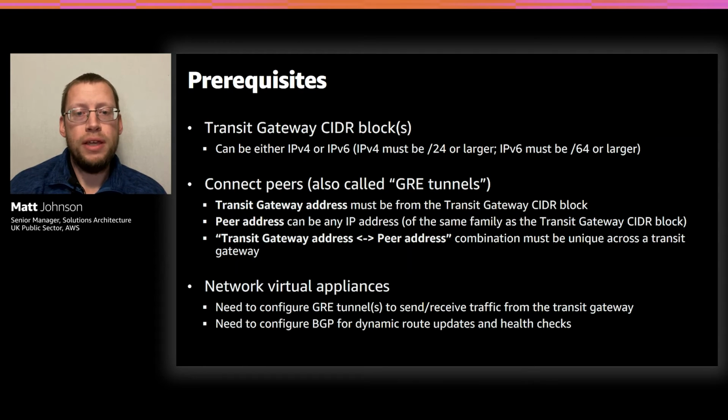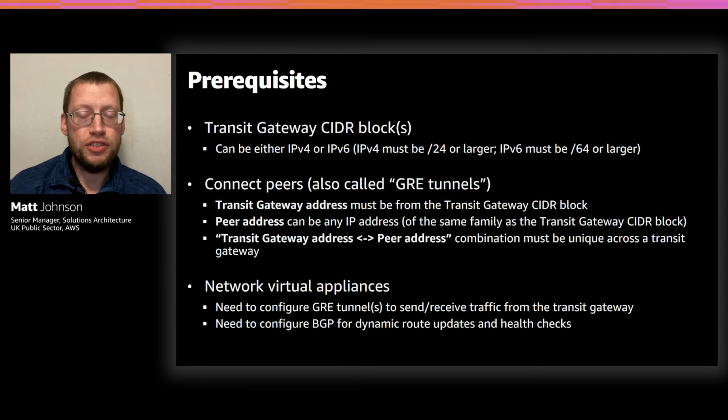What we'll then do is we'll be thinking about creating those connect peers, so those GRE tunnels between our appliance and between the Transit Gateway. And the way we do this is we take an address from that Transit Gateway CIDR block, and we'll call that the transit gateway address. We take an IP address for the network virtual appliance, which we'll talk about in a second. And then together that establishes a combination for the connect peer that is unique across the transit gateway.